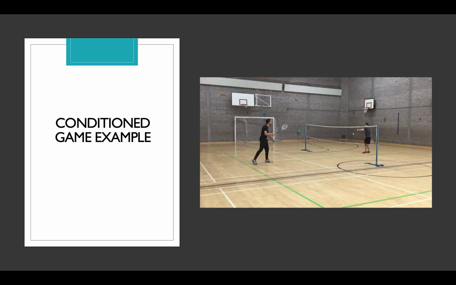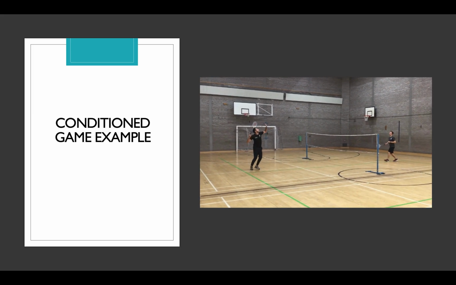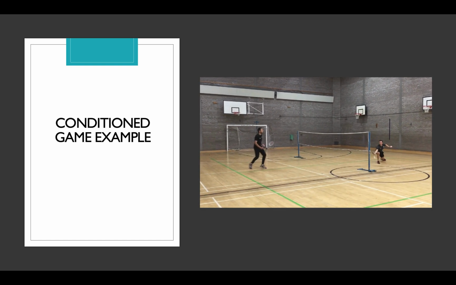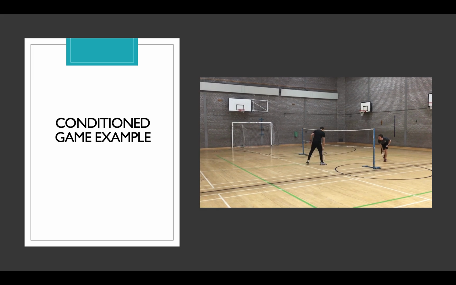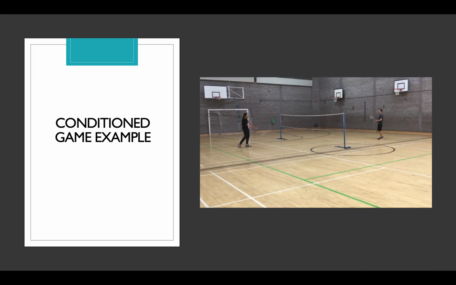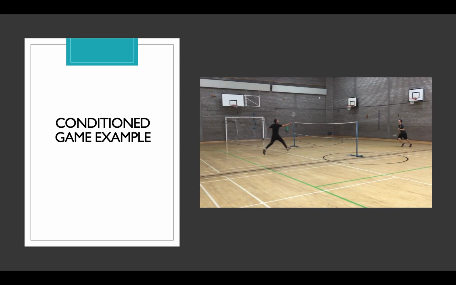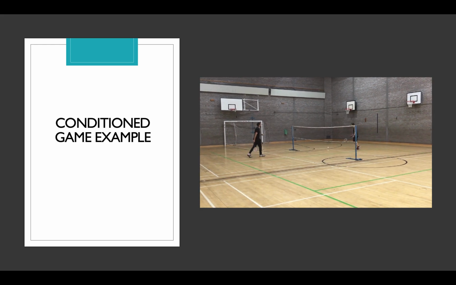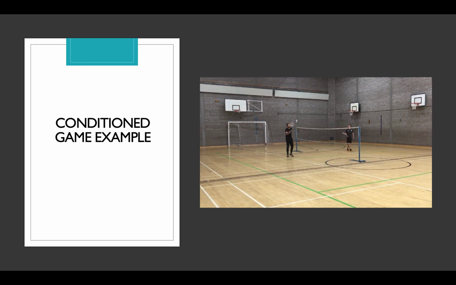Here is an example of a conditioned game from badminton. The condition on this game was that if you won the point with a drop shot where it lands close to the net, they got 3 points rather than 1. Here you can see the performer in the black trying to play a drop shot as often as possible. So they're playing a game, but the rules have been changed so that a drop shot is worth 3. So that would score 3 points. So both performers are trying to play a drop shot. If they win the point with a drop shot like there, that will score 3 points.